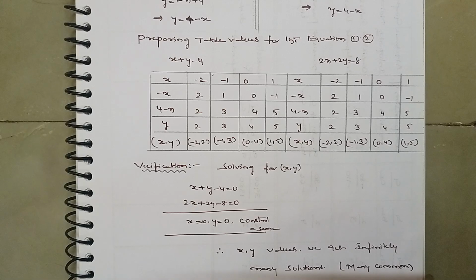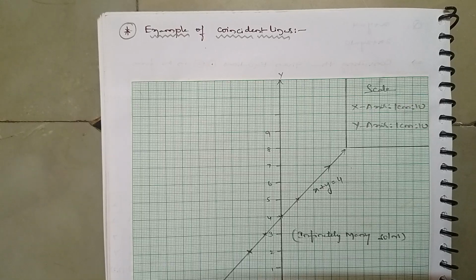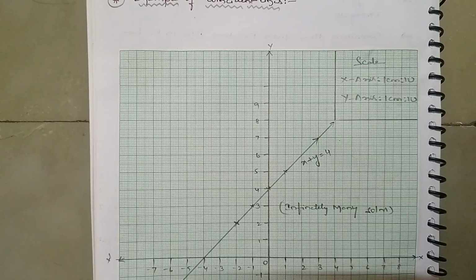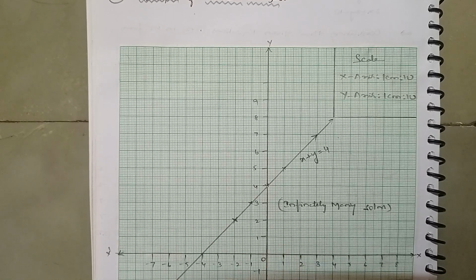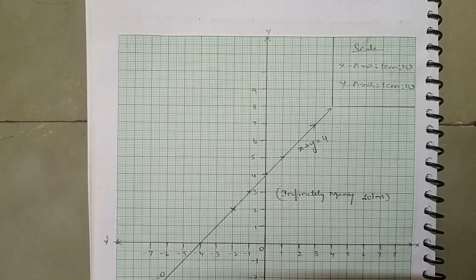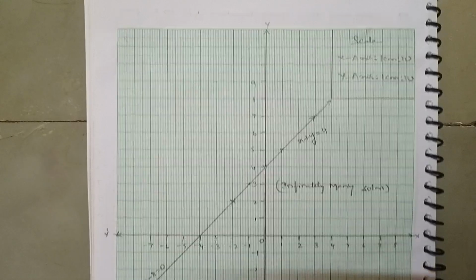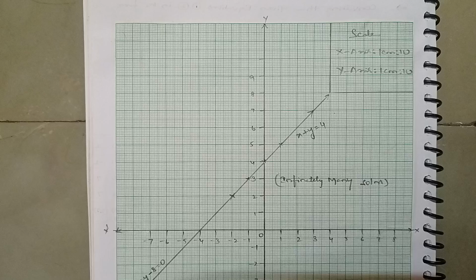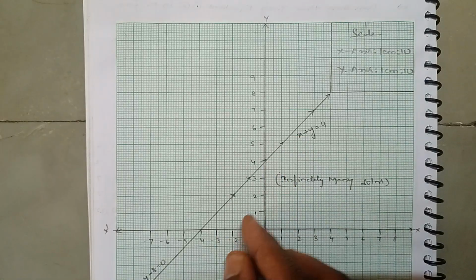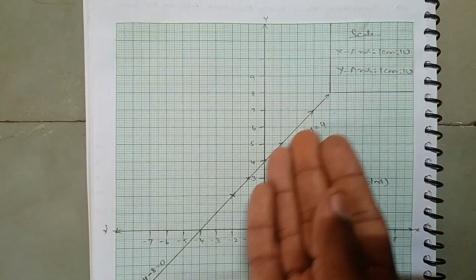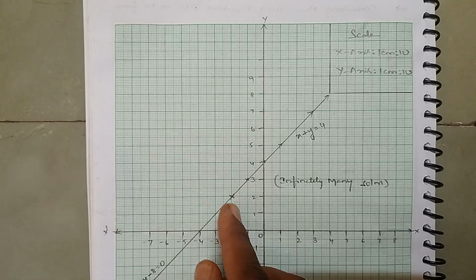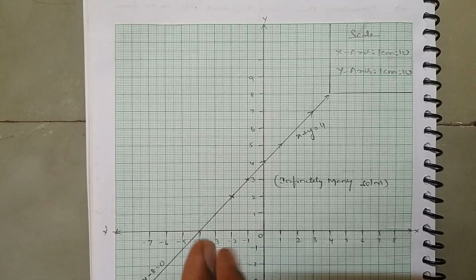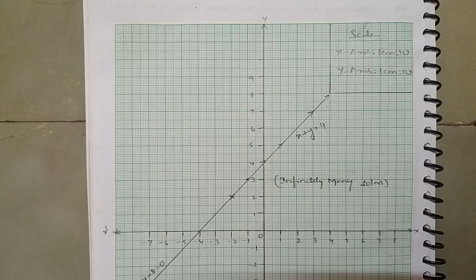Okay, let's see the graph. See, coincident means what? One upon the other. I plotted the points on the graph paper. This is line 1, and on the same line we get one more line. So if you take any values, we get the same, guys.